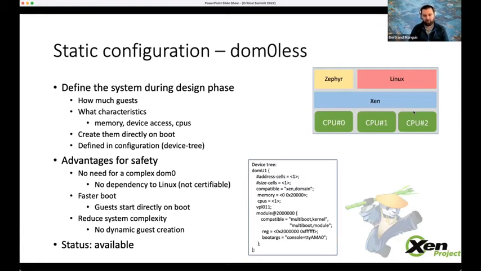In a safety world, this has several advantages. First is to remove the need for a complex DOM zero. DOM zero is usually a Linux, and depending on something that complex for safety is not possible. Second, it allows guests to boot quickly, as they are started directly by Xen without the need to wait for DOM zero to boot and then create them. Finally, it is reducing the system and Xen complexity as it does not need to support creating guests dynamically. Most hypercalls in Xen are dedicated to DOM 0, so removing them is reducing the Xen code base a lot. This feature is already available in Xen.